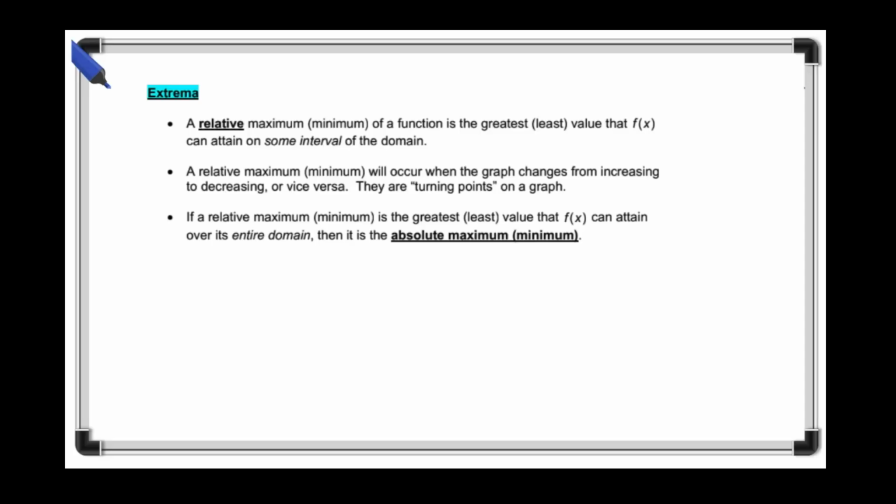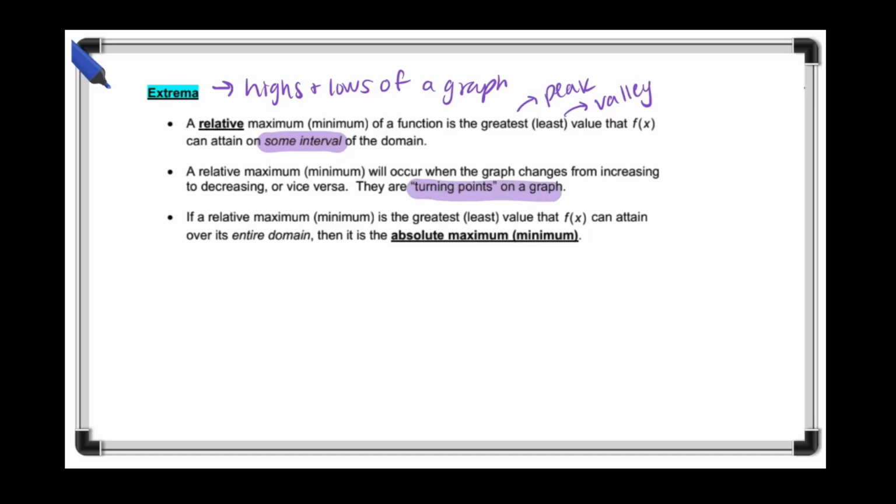Okay, when we talk about extrema, we're talking about the highs and the lows of a graph. Now you're thinking about a relative maximum or minimum of a function. It's either the greatest, so the highest point, that's my peak, or it's the least, imagine it like a valley, that your function can attain on a certain interval. So just on some interval, this is what our function can attain.